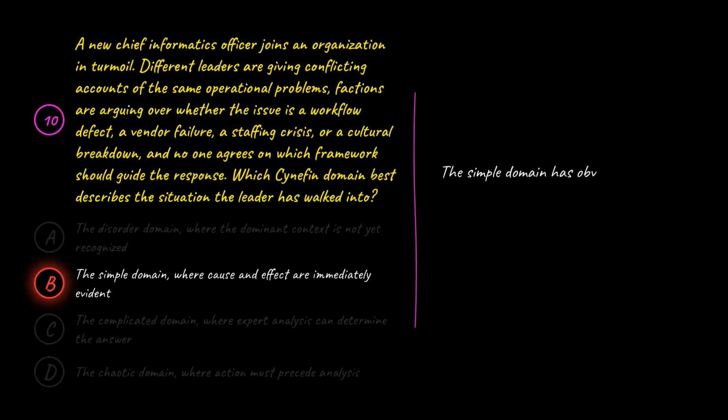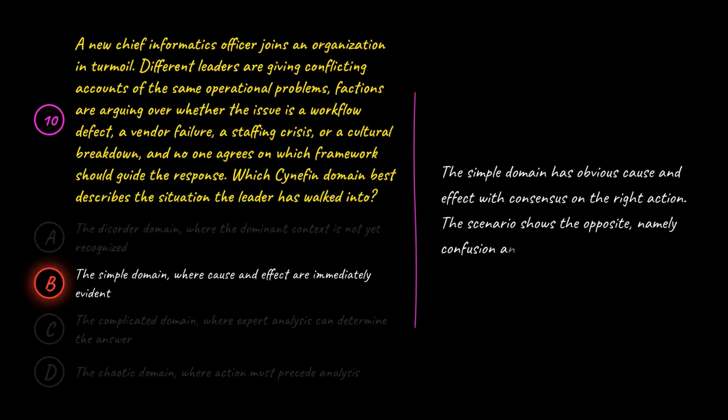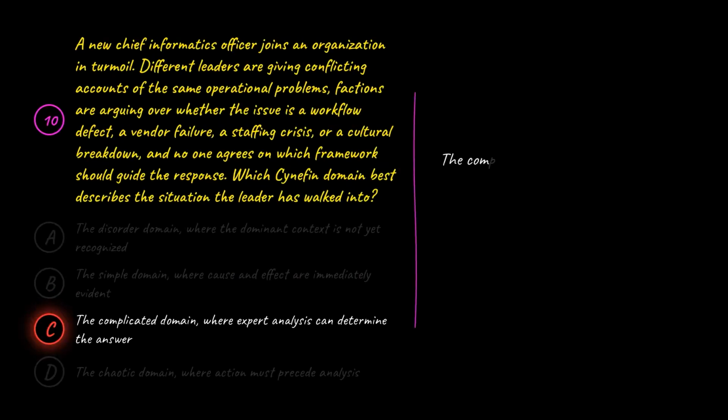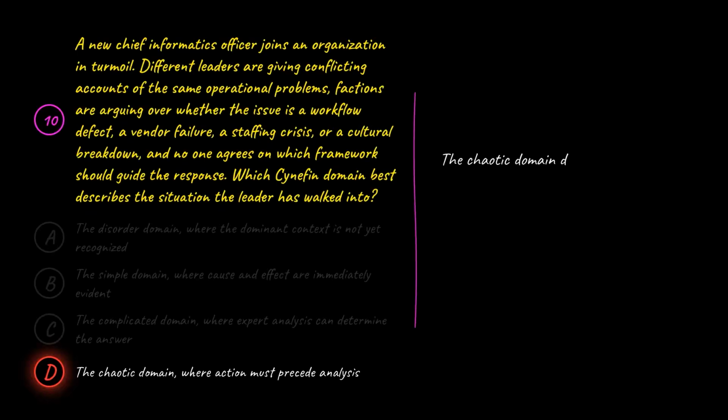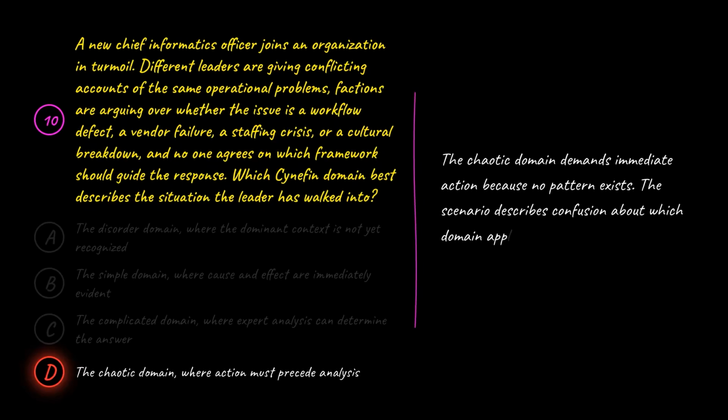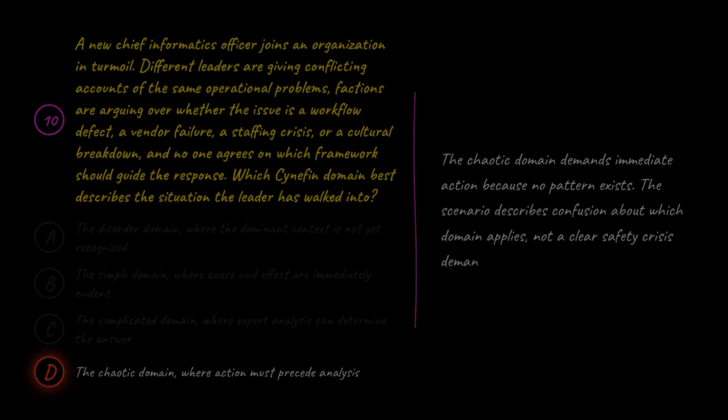B is wrong because the simple domain has obvious cause and effect with consensus on the right action. The scenario shows the opposite, namely confusion and disagreement. C is wrong because the complicated domain assumes experts can analyze the problem to find a knowable answer. The scenario shows that experts cannot even agree on what the problem is. D is wrong because the chaotic domain demands immediate action because no pattern exists. The scenario describes confusion about which domain applies, not a clear safety crisis demanding action.